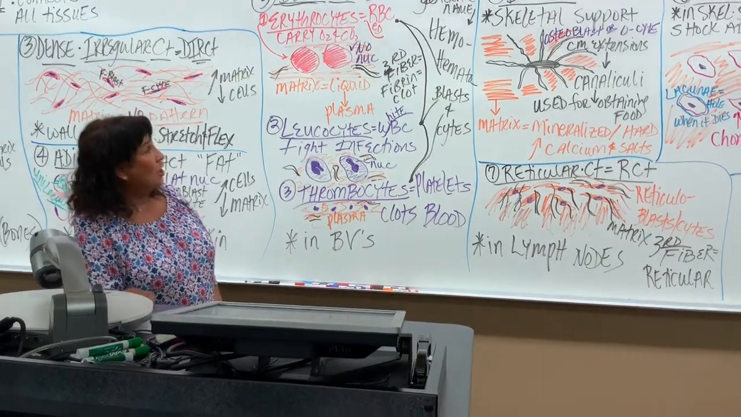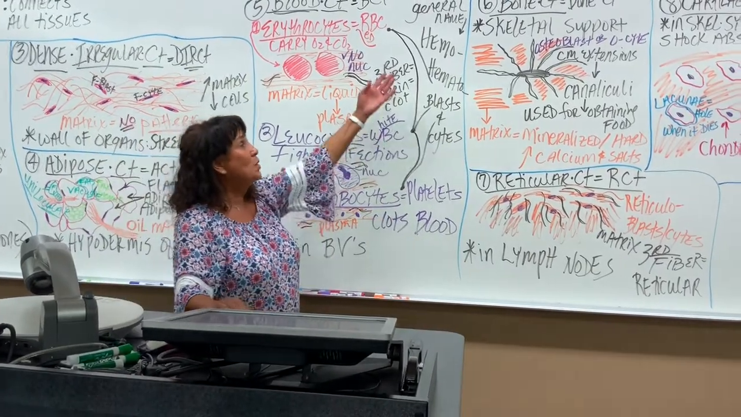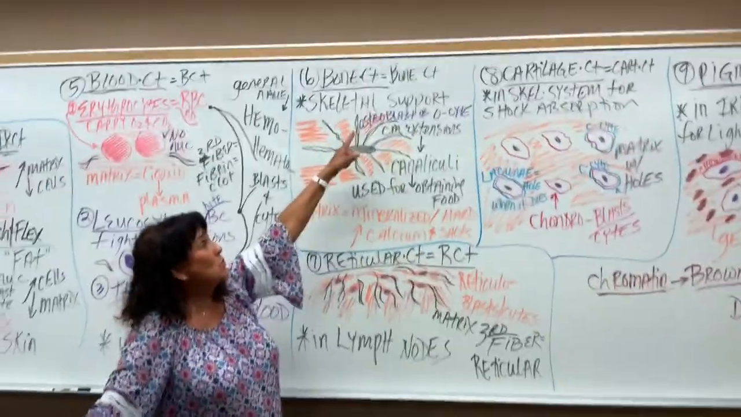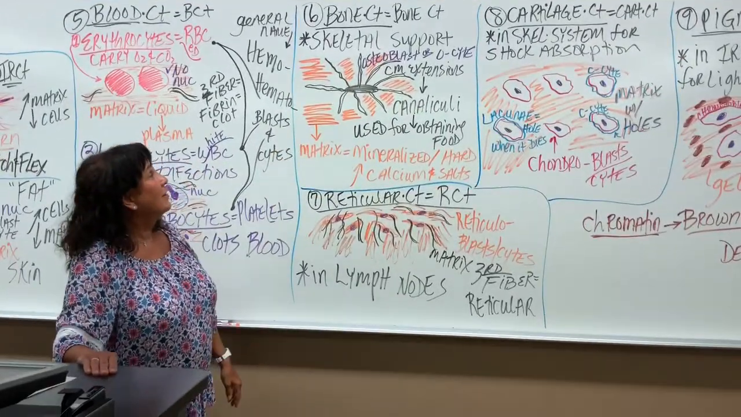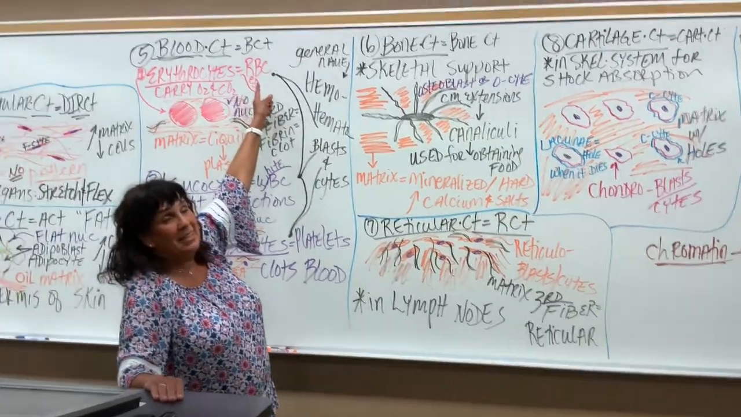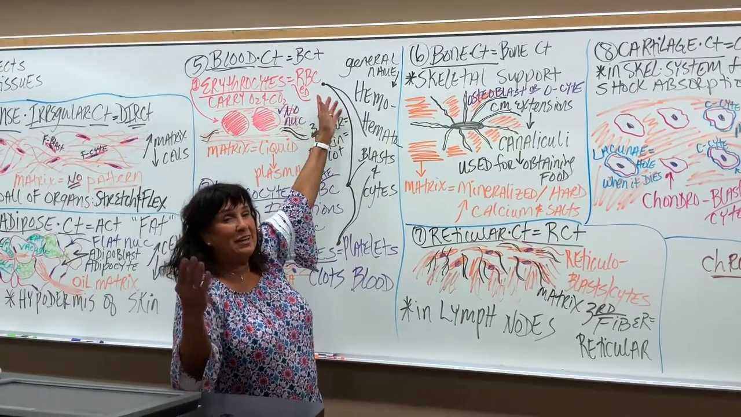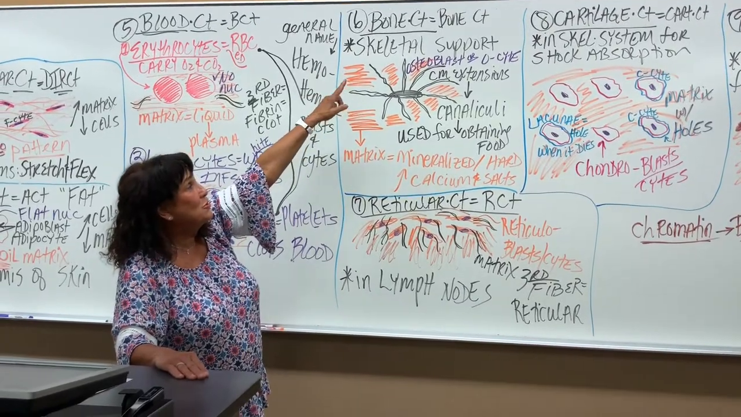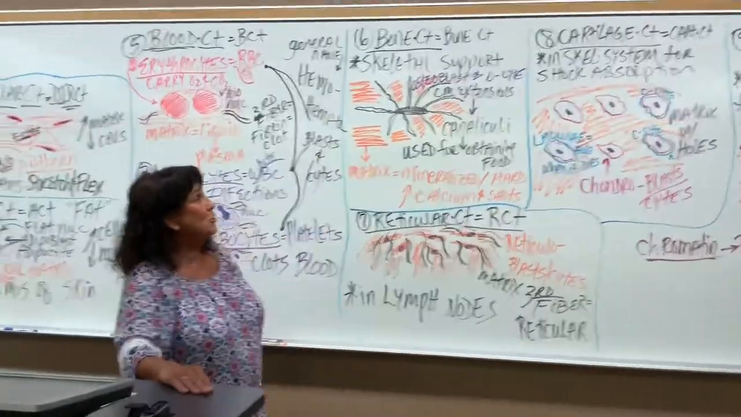And now going on to the next type, we've got bone CT, good old bone CT. And you abbreviate it just bone and then CT, all right, because blood CT is BCT. So you could get that confused, BCT versus BCT. So we usually just write out bone because it's a shorter word.